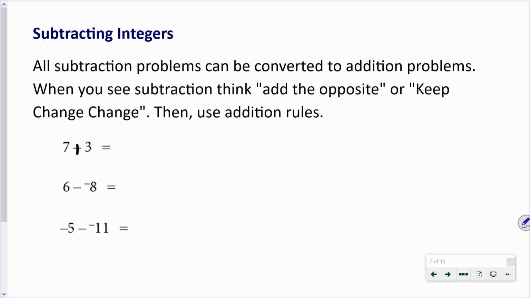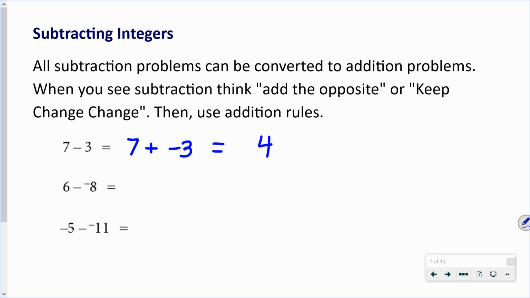Let me see how I can do this with colors. I'm going to change it to addition, and I'm going to flip the sign of the second number. Or, you know what, it's a little bit too crowded there. I'm going to rewrite it. You keep it, you change it, and you change the sign of the second number. So keep, change, change. Now I can follow the rule I just learned, which is when I'm adding together and I've got different signs, I subtract the values and I keep the sign of the bigger number.